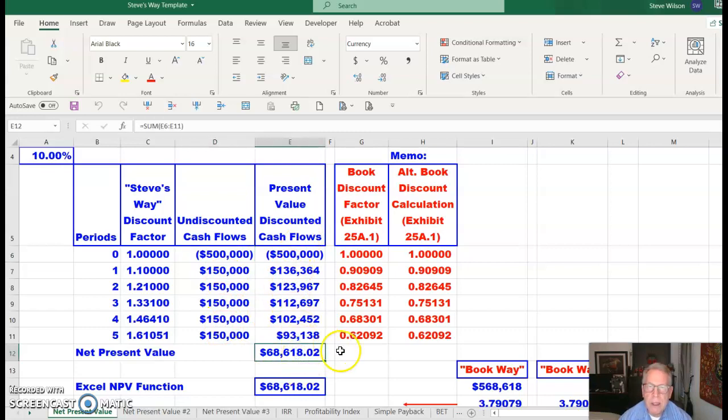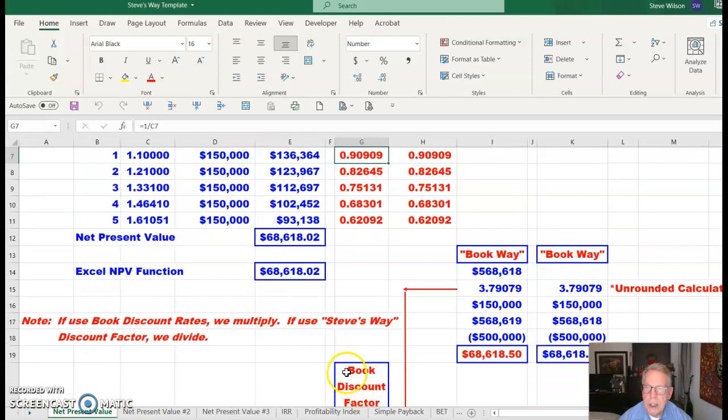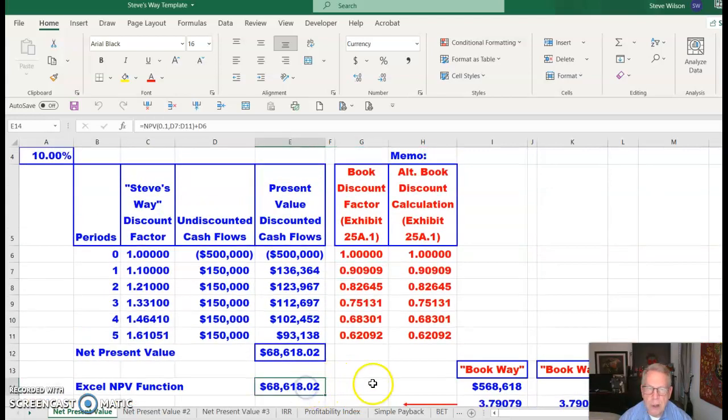Now, what the book is going to do is it's going to use the same 1 as your factor in period 0, but then all I do is take my factor and divide it into 1 to get the book factors. Okay?